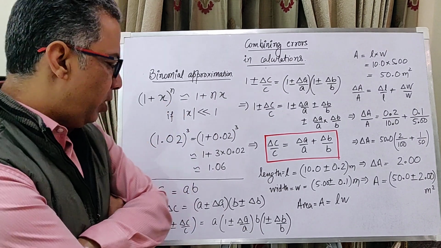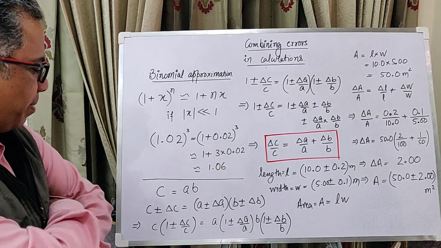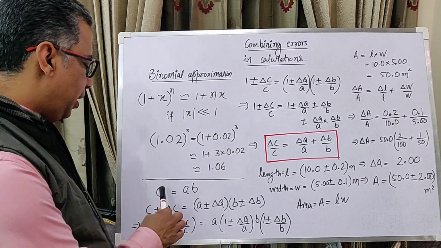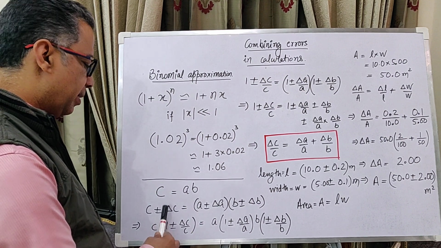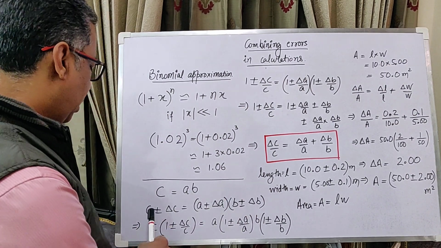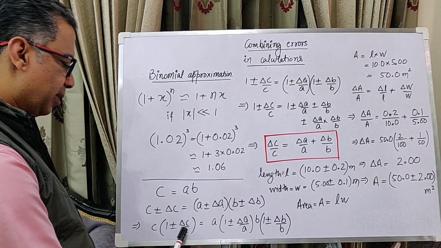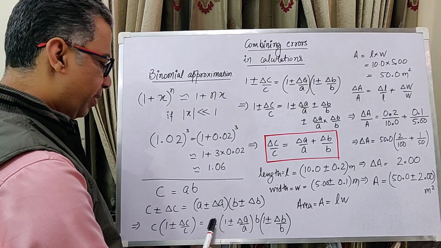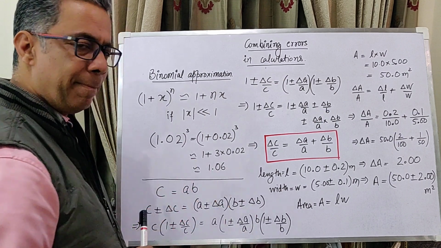Now, moving on with the calculations of errors, we take up a case where we are multiplying two physical quantities to get a third. So C here is equal to A times B, and therefore C plus minus delta C equals A plus minus delta A into B plus minus delta B. Over here we take C common and we get C times, within bracket, 1 plus minus delta C by C. And we do the same thing with A as well as B, and we have A into 1 plus minus delta A by A into B times 1 plus minus delta B by B.